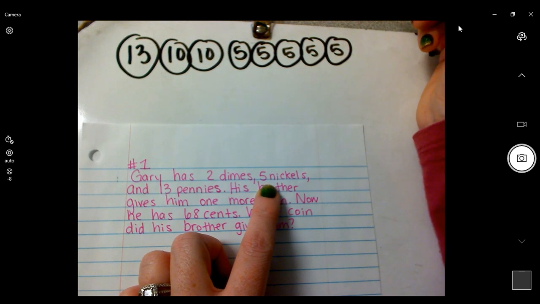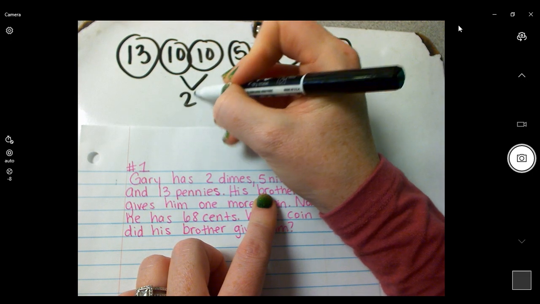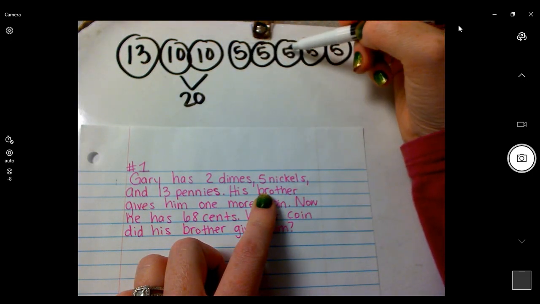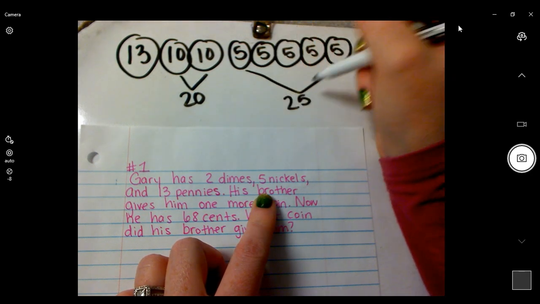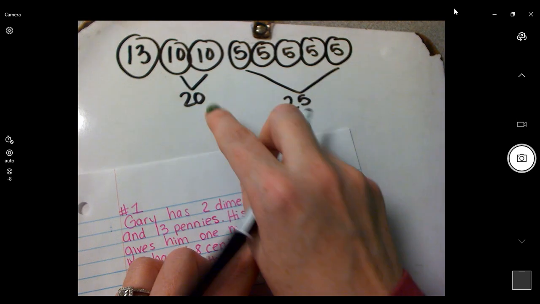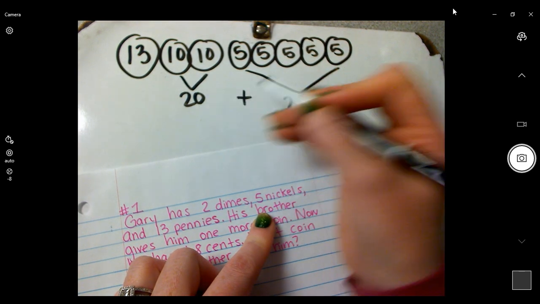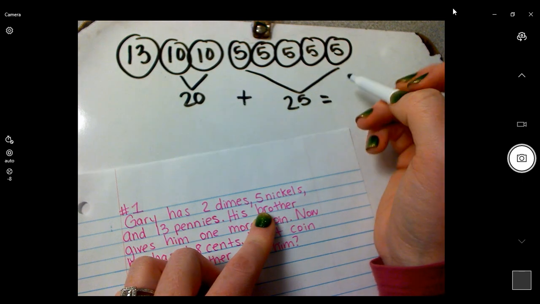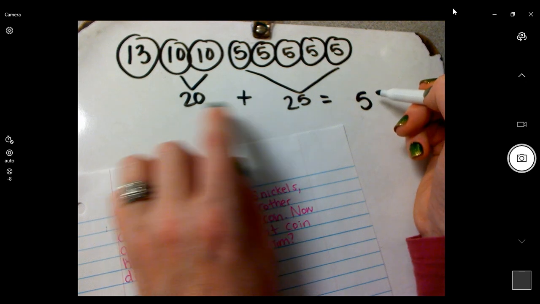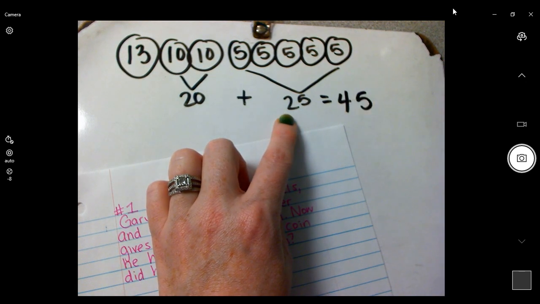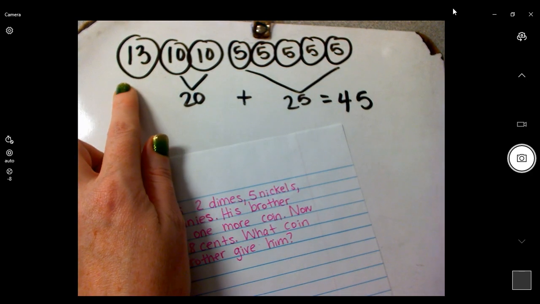Let's combine some of these so we know how much money he has. 10 plus 10 is 20. 5, 10, 15, 20, 25. So let's add these 2 first, and then we'll add in the 13. 20 plus 25. My ones, I have 5 plus 0 is 5. My tens, 2 plus 2 is 4. Then I'm going to add 13 to that. 45 plus 13.